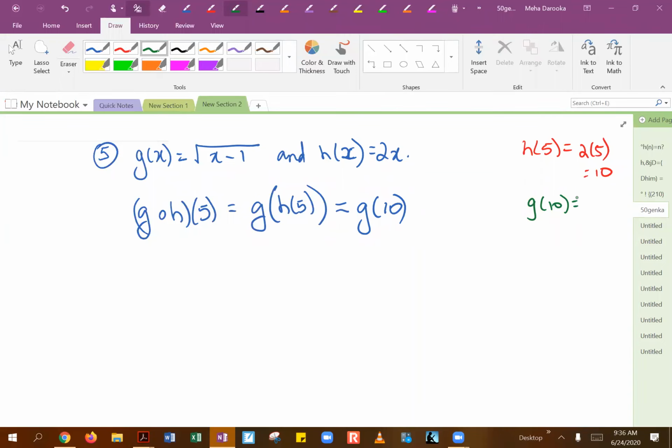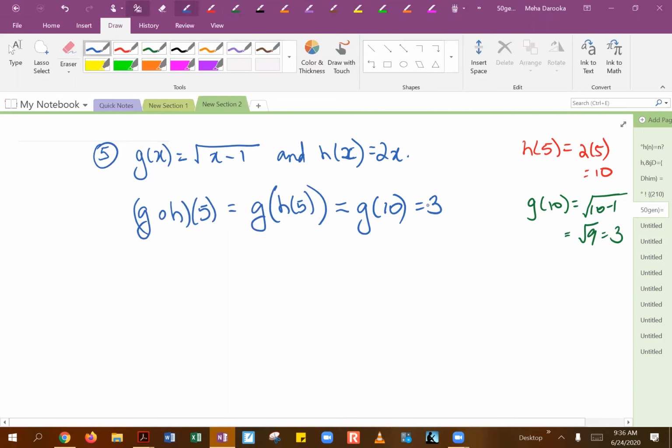Okay, Clinton, you got 3. All right, let's take a look at that. So your g function is square root of x minus 1. So square root of x minus 1, of course, would be 10 minus 1 in our case, which would be square root of 9, and square root of 9, of course, ends up giving you 3.